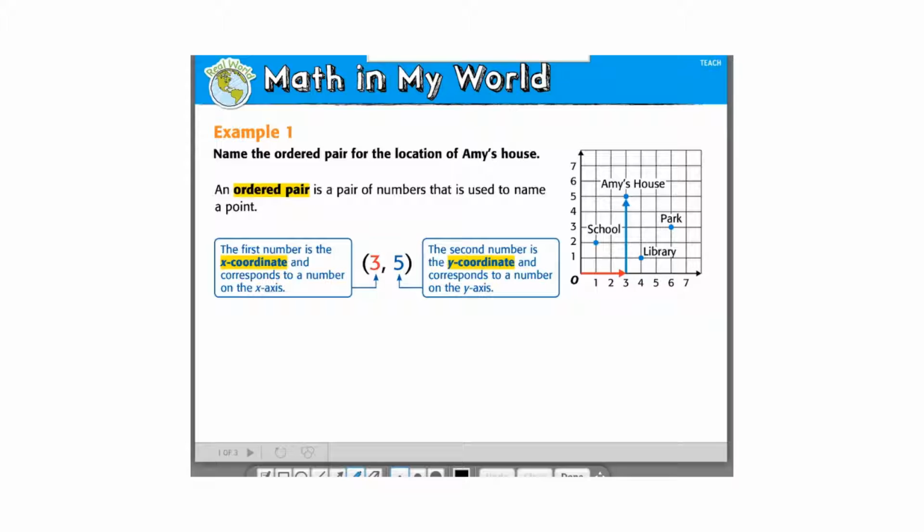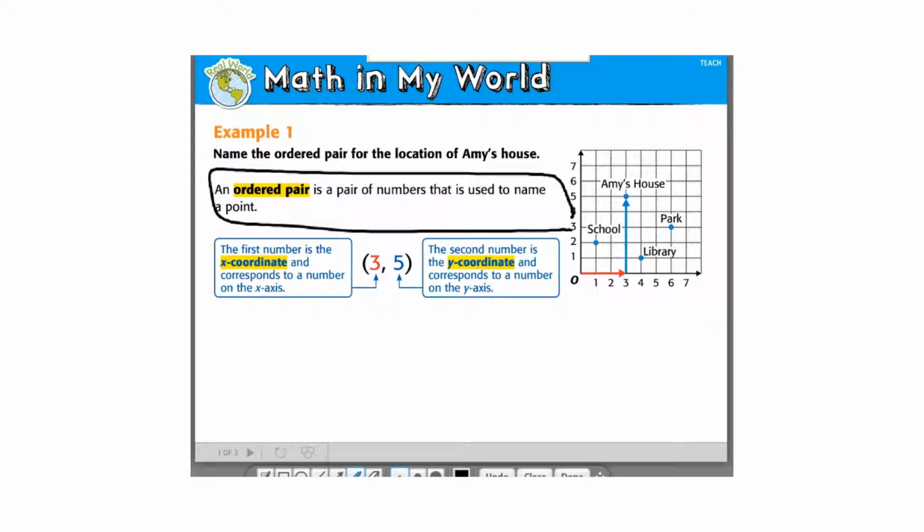All right, so example number 1. Name the ordered pair for the location of Amy's house. An ordered pair, remember, is a pair of numbers used to name a point. They're giving you all this vocabulary that we've already written. So here's your vocabulary about ordered pair and what that is. They told you about the x coordinate, or the x-axis, and the y. So the x comes first and then the y. They actually use red and blue, 2 different colors, showing you go over 3 and up 5.